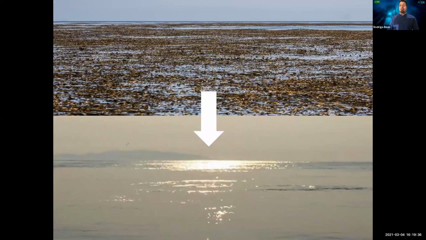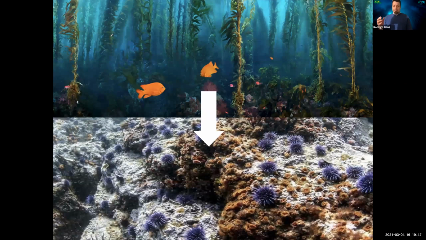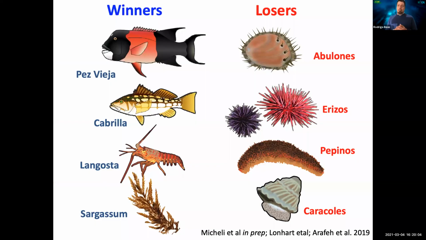So what happened to the kelp forest? Well, it went from being such a thriving ecosystem to something like that at the surface. The community changed from a diverse ecosystem to something else. In some areas, it turned into a barren environment, but in some other areas, it turned into a paradise for invasive macroalgae. This is Sargassum horneri. But in general, results from this extreme event range from winners to losers. We found that winners are pez vieja, cabrillas, langostas, and invasive macroalgae, and the losers included species that have a high economic value for this region, and it's pretty challenging.